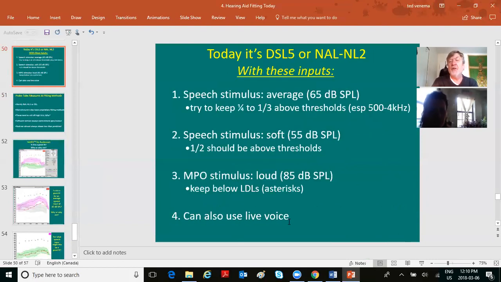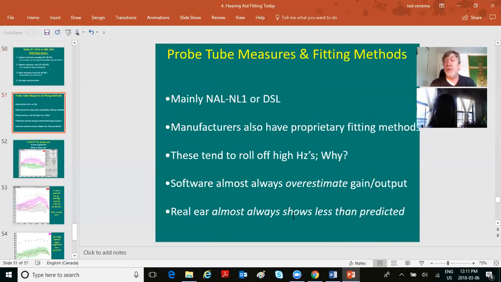I don't tend to use live voice except just as a show-me trick, just to keep the spouse involved, if he or she wants to talk and see what the aided outputs are. But the loved one's speech is not calibrated, so I usually let the real ear equipment handle it. But probe tube measures and fitting methods, it's mainly NAL or DSL, and this is a typo, it should be NAL2 or DSL-5.